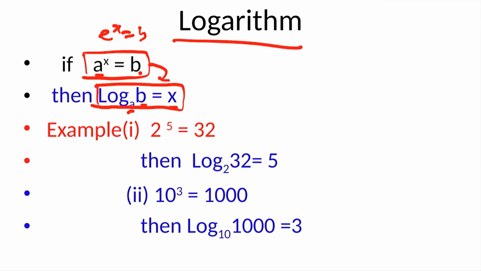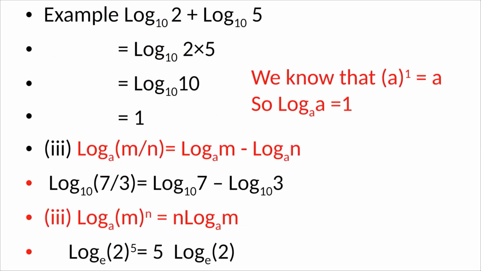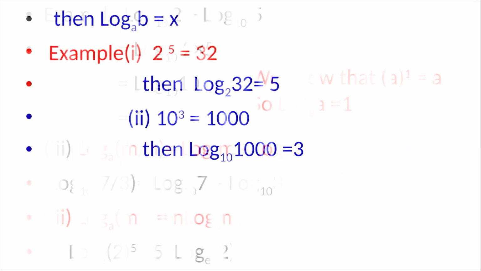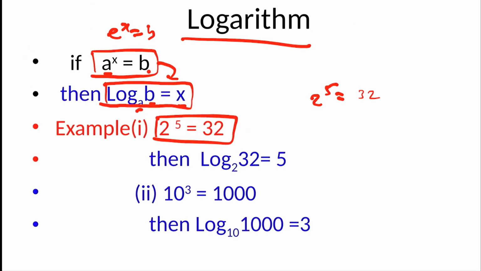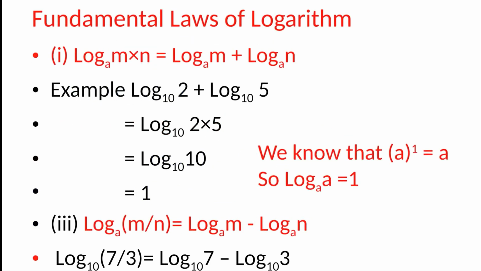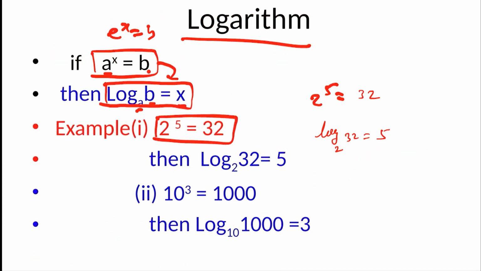Suppose, for example, this is given to you: 2 power 5 is equal to 32. So whenever you take log on this side, you get log base 2 of 32, and this side is 5. Okay, simple thing. So these are the basic examples. These are the values.